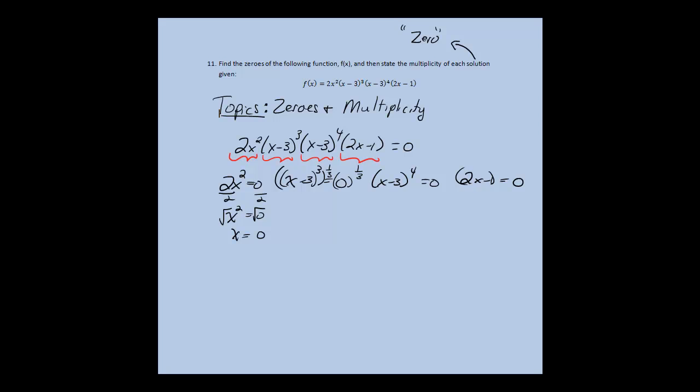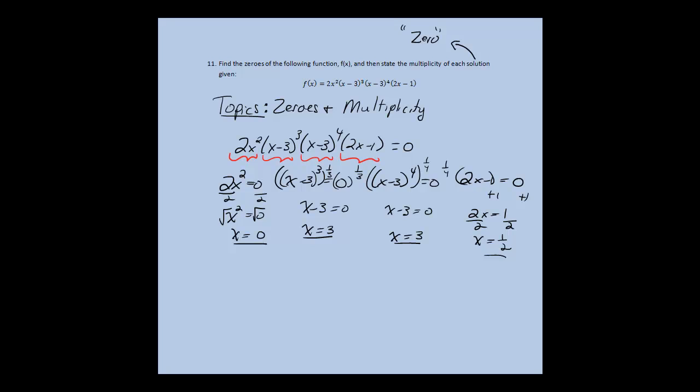In order for us to solve this guy, we're going to raise both sides to the 1/3 power, so we get x minus 3 is equal to 0, or x equals 3. That's our first zero. Notice we're going to do the same thing over here, but we're going to raise both sides to the 1/4 power. So we get x minus 3 equal to 0, or x equals positive 3 again. So notice that 3 is repeating. Then lastly, we add 1 on both sides, and we get 2x is equal to positive 1. Divide both sides by 2, and we get x equals 1/2. So notice here we have x equals 0, x equals 3, x equals 3, and x equals 1/2.